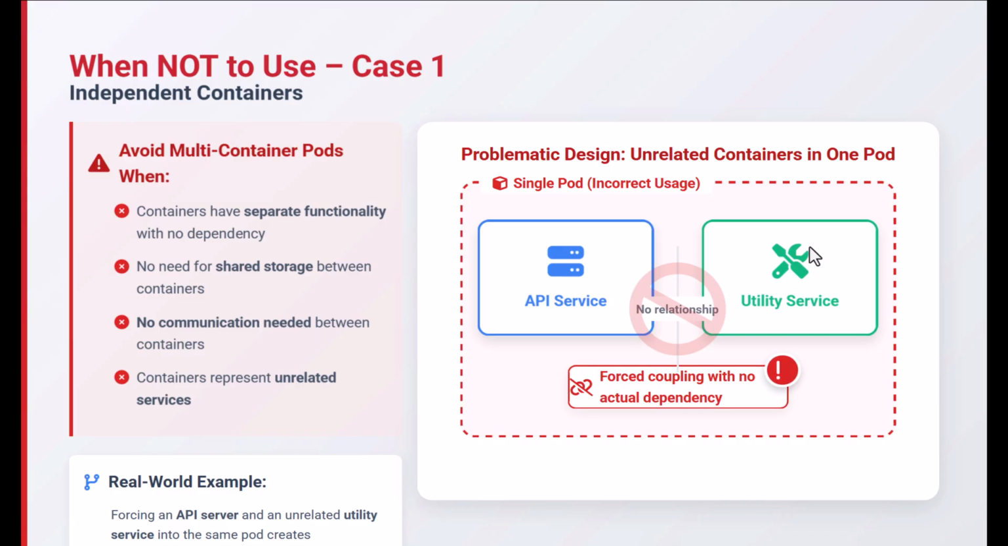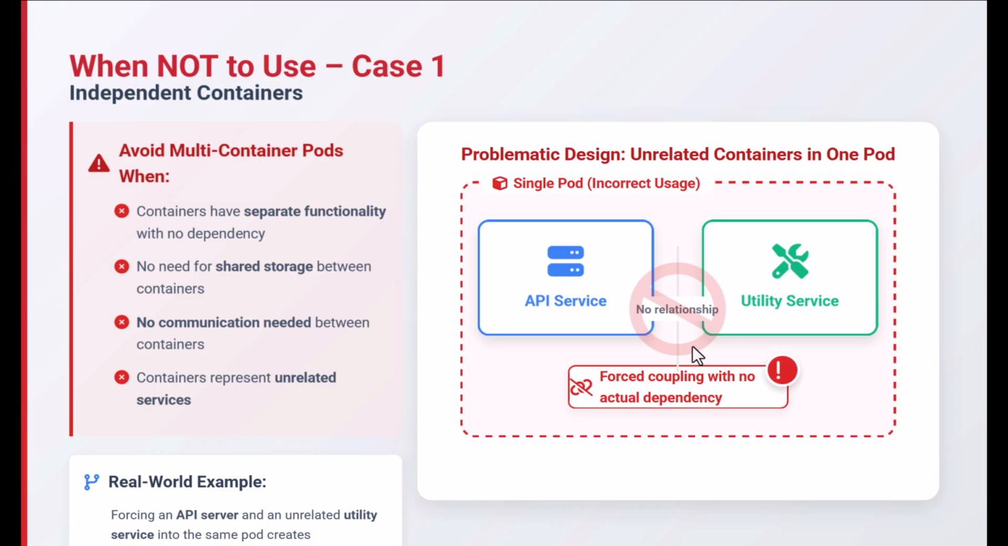That means they are completely different jobs, they don't need to talk to each other, they don't share any data, and they serve unrelated purposes. In the diagram here, we see a bad example. An API service and a utility service are forced into the same pod, but notice there is no relationship between them. So what happened? You end up forcing a connection that does not need to exist. This adds unnecessary complexity and tight coupling, making the system harder to manage and scale.